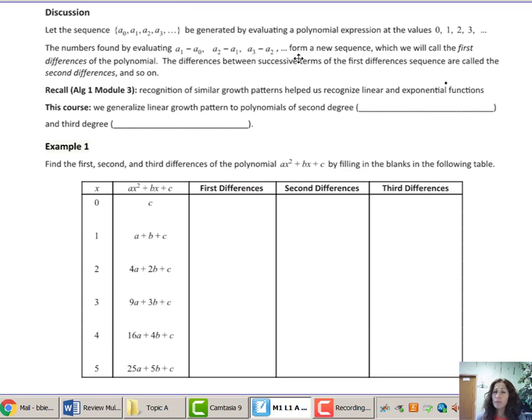Based on those patterns, we can help to recognize certain types of functions. Eventually we'll talk about this in class a little bit. This is really the beginnings of understanding some calculus. In Algebra 1, you spent a lot of time with linear and exponential functions. In this course, and especially in this module, we're going to spend a lot of time talking about polynomial functions. Specifically in this lesson, we're going to talk about second degree polynomial functions.